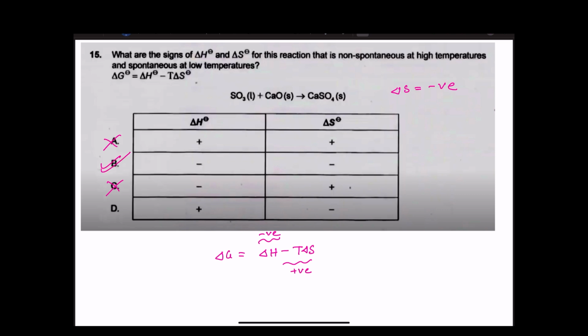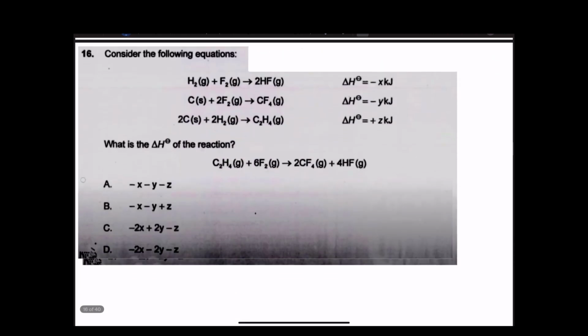Now moving to the next question. There's a Hess law problem. Let's try this. We'll use equation manipulation. First, C2H4 is on the reactant side, so I'll first reverse the first reaction: C2H4 giving you 2C plus 2H2. Delta H will be negative Z.